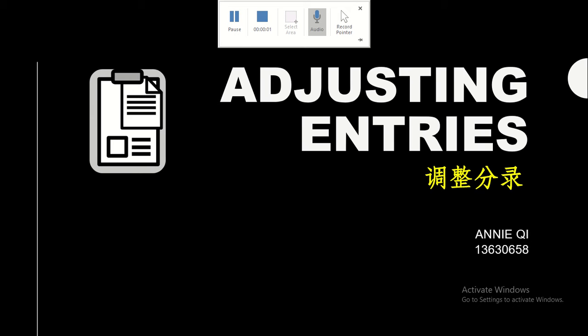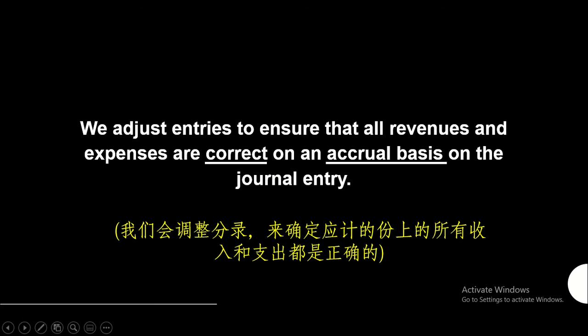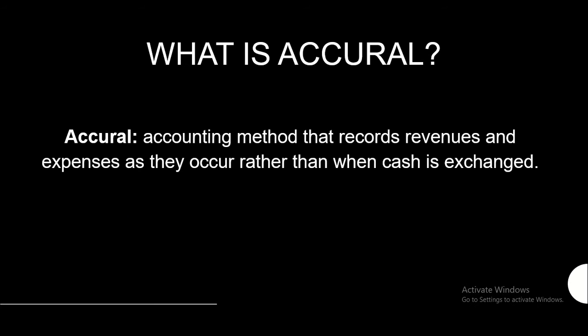Hello, we will run through the basics of adjusting entries in accounting today. So why do we adjust journal entries? We adjust to ensure that all revenues and expenses are correct on an accrual basis on the journal entry. Accrual is the accounting method that records revenues and expenses as they occur rather than when cash is exchanged.